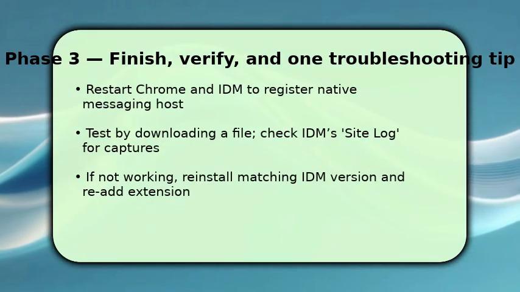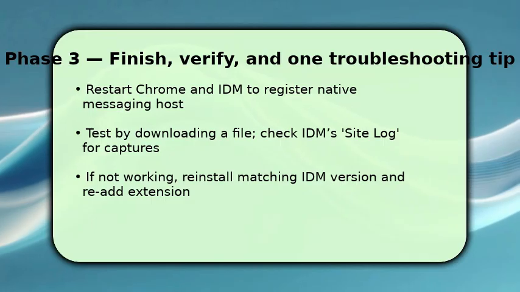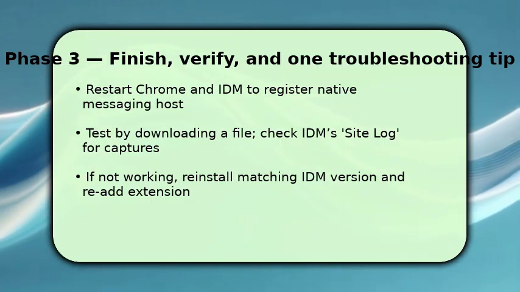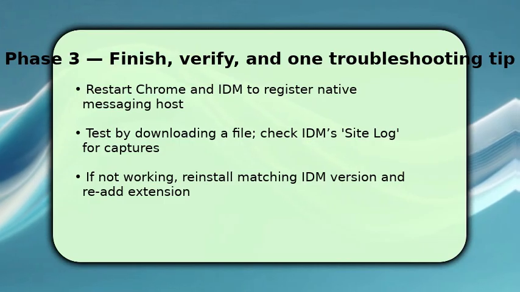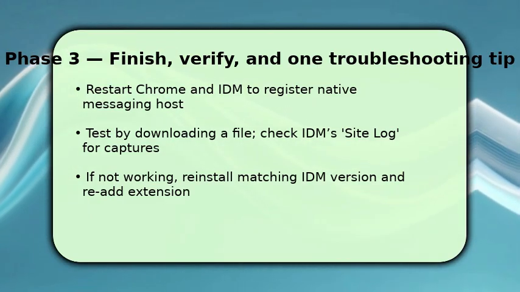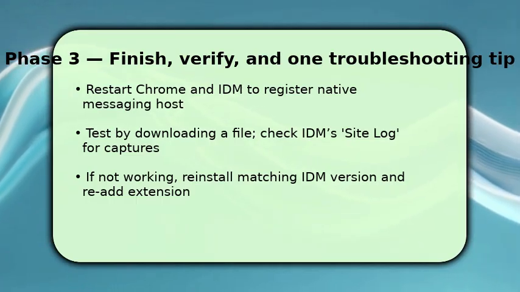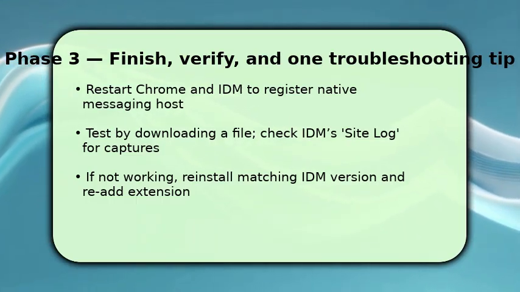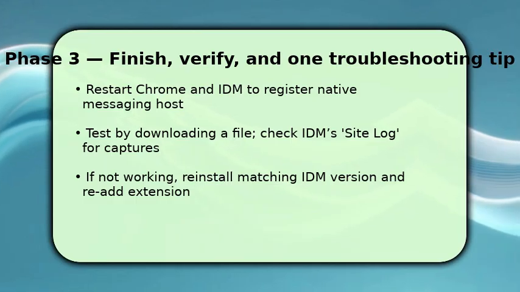You finish by restarting both Chrome and IDM so the native messaging host registers properly. This step often fixes recognition issues. Then test by downloading a file from a common site and watch IDM's site log to confirm the browser handed off the download. If it still fails, make sure Chrome and IDM versions are compatible.